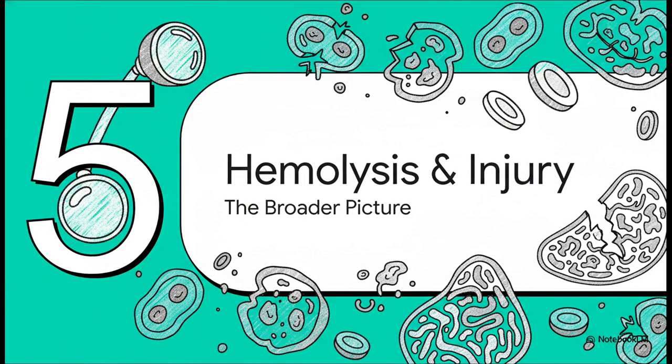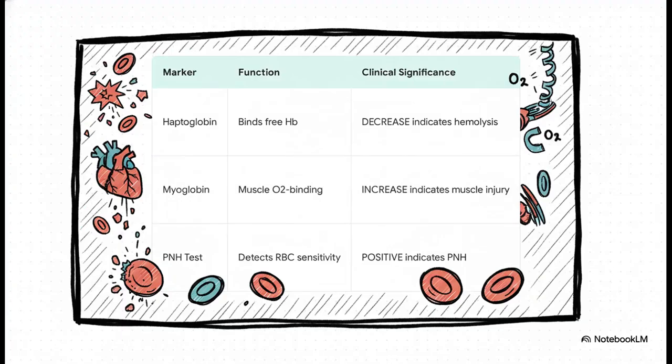All right, for our last section, let's zoom out a bit. Diagnosing these disorders isn't just about finding weird hemoglobins. It's also about looking for the collateral damage, the evidence of their consequences, like red blood cells being destroyed or tissues getting damaged. This table shows three other really important tests that help us build the full picture.